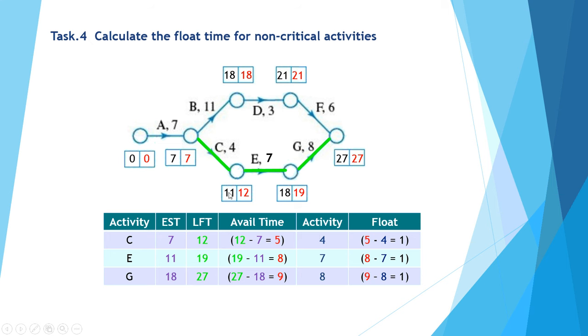Activity E can start as early as 11 and finish as late as 19, which gives me an available time of 8 days to complete this particular task. The activity itself only requires 7, so 8 minus 7 gives me a float of 1 day. Float means the time we have up our sleeve, if you like, sometimes called the slack of the project. Activity G starts at 18, finishes at 27, gives me available time of 9 days. The activity itself only requires 8, so it has 9 minus 8, a float of 1.